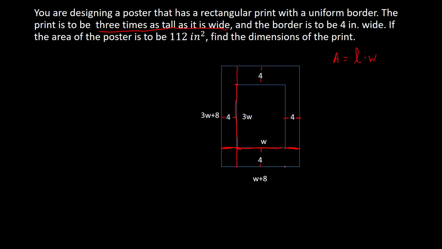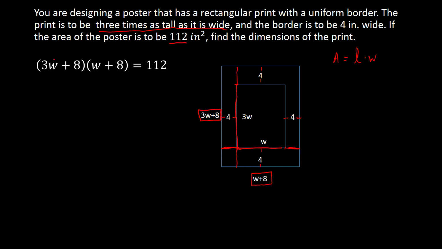The formula is area equals length times width. We have the area as 112 square inches. So if we take 3w plus 8, which is the length, or the height, I guess, and the width is w plus 8, multiply those together, we're going to get 112. So we multiply 3w plus 8 times w plus 8 equals 112, and then we solve.